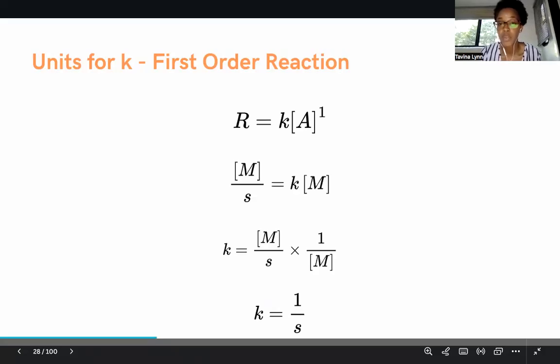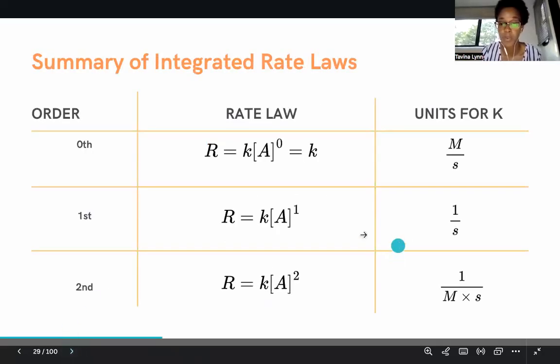I'm going to let you work through how to derive the units for K for a second order reaction. But just to summarize it, this is what our units will be. So for a second order reaction, it's going to be 1 over molarity times seconds.